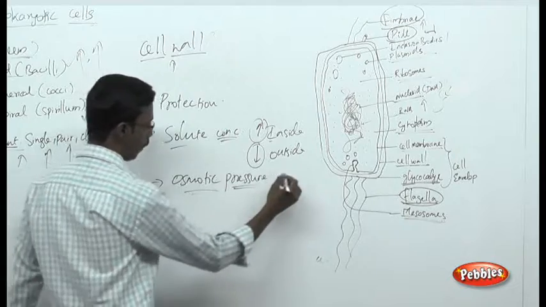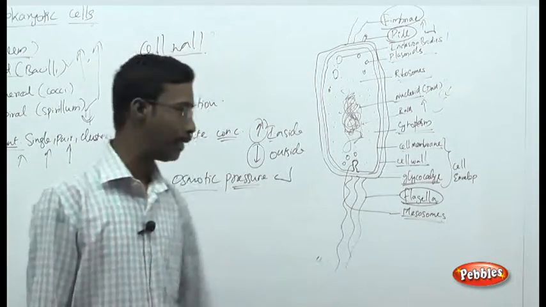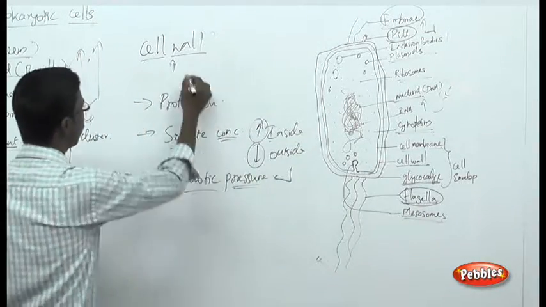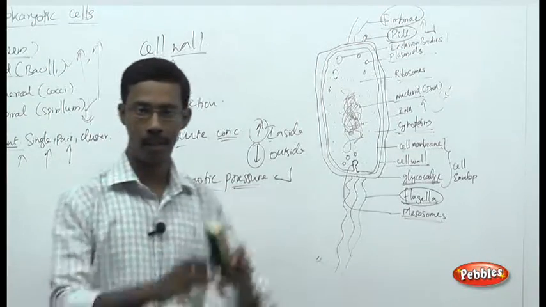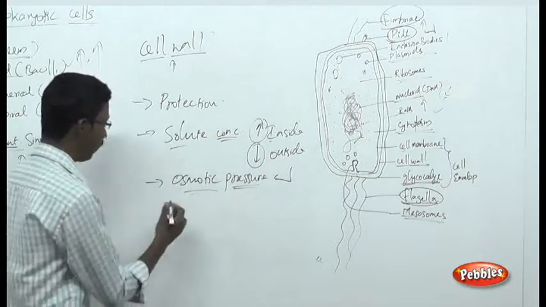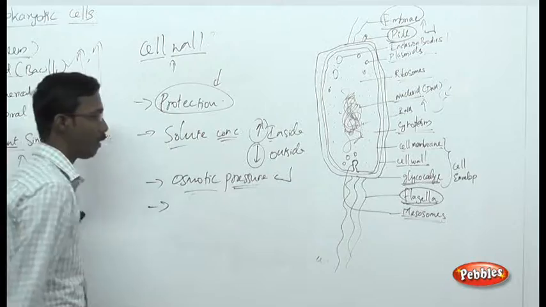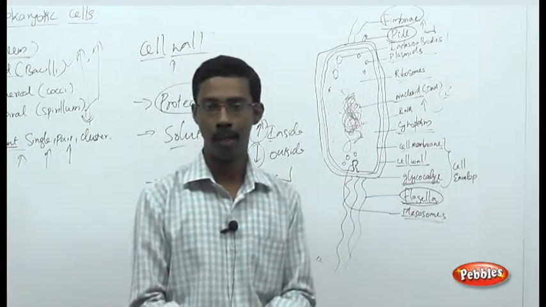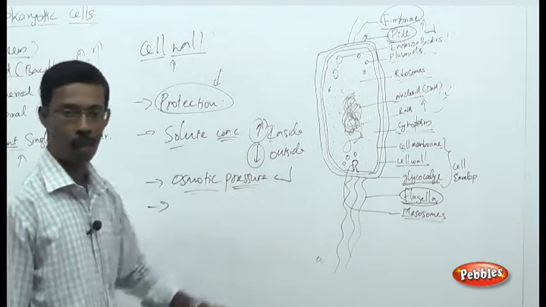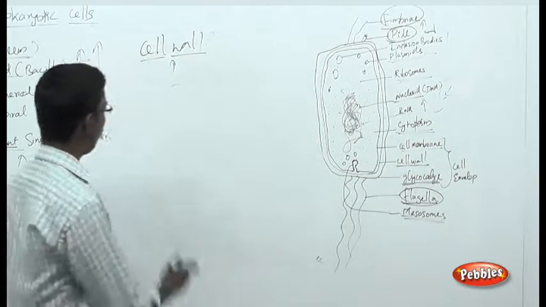So what will happen over here? The cell wall will give protection for the internal structures of the cell. The cell wall is a rigid structure that gives shape and structure to the bacteria. At the same time, it gives protection for the bacteria. It is like a complete outer covering that protects from the osmotic pressure of the environment. As I told you, it is made up of murein.